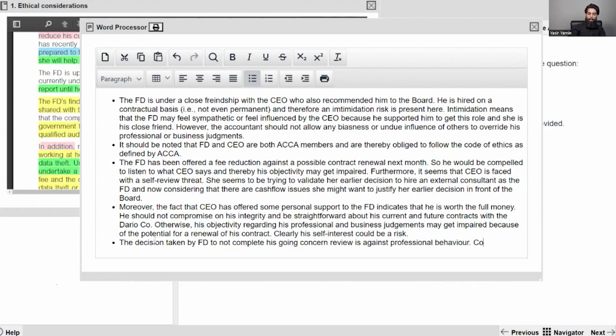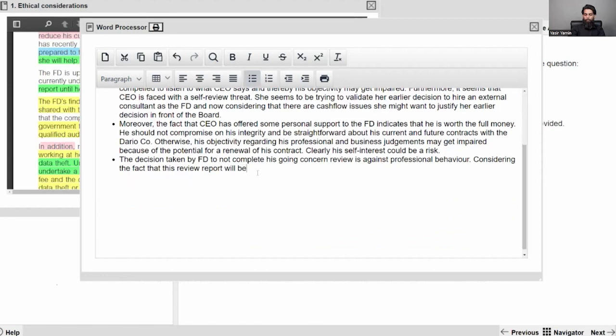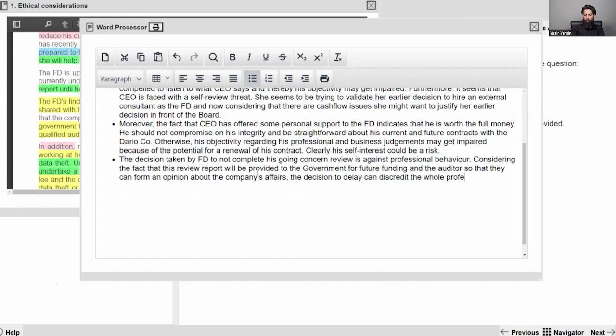Considering the fact that this review report will be provided to the government for future funding, and the auditor, so that they can form an opinion about the company's affairs. The decision to delay can discredit the whole profession in front of the larger stakeholder group. Make sense? Then I remember somebody gave me a point.